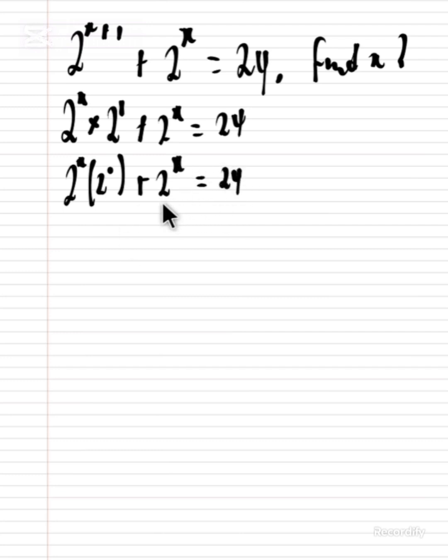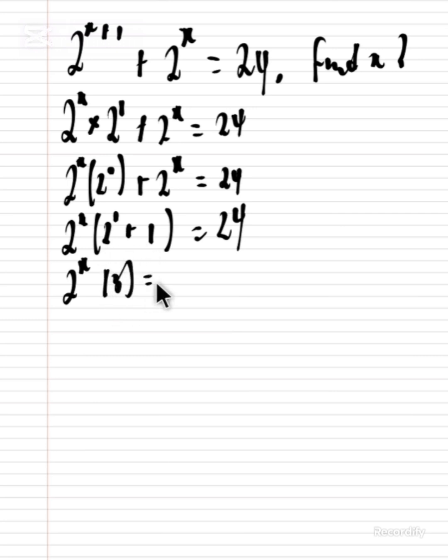Now, on the left hand side, I will factorize the common factor. We're having 2 to the power of x here, and 2 to the power of x here. So I'm having 2 to the power of x into 2 to the power of 1, don't forget this, which is the same thing as 2, plus this one now, 2 to the power of x divided by 2 to the power of x, we're going to have 1 left, which equals 24. All right, now this is the same thing as 2 to the power of x into 2 plus 1 making 3, equals 24.